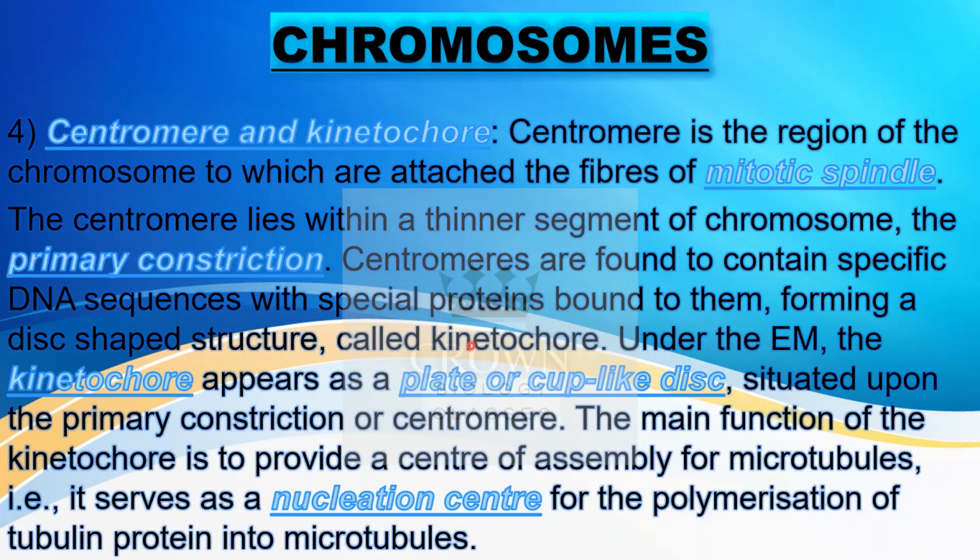This kinetochore is closely associated with the centromere, and when we observe it under the electron microscope, it appears as a plate or cup-like disc. The main function of the kinetochore is to provide a center of assembly for microtubules. That is, it serves as a nucleation center for the polymerization of tubulin proteins into microtubules. First of all, this kinetochore plays a key role throughout mitosis as it mediates direct attachments between microtubules and centromeric DNA.